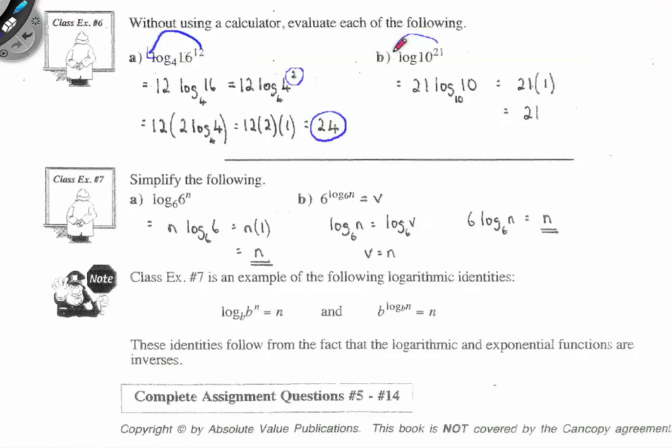Again, the 21 can be brought over here and written as 21 times log 10, and because it's not mentioned, this is base 10. So log 10 base 10 is 1. 21 times 1 is the answer. Simplify the following. Again, bring the n to the front. You'll have n log 6 base 6, and that really is n times 1.